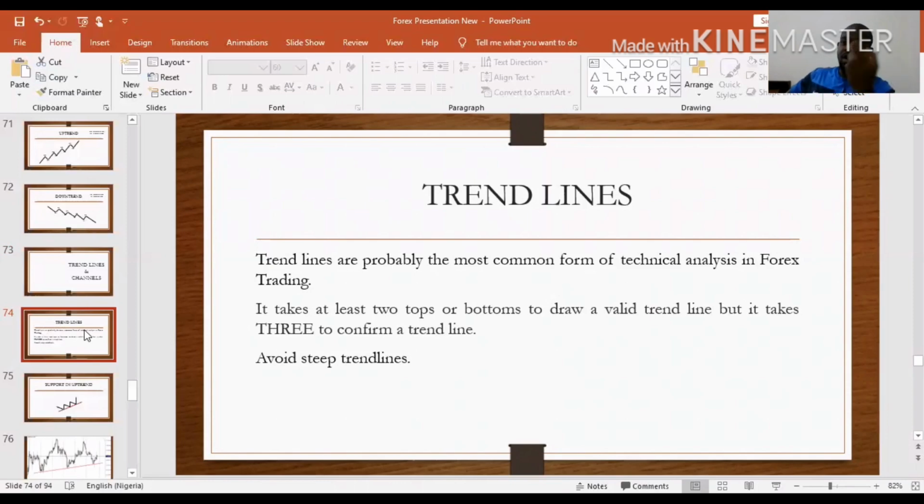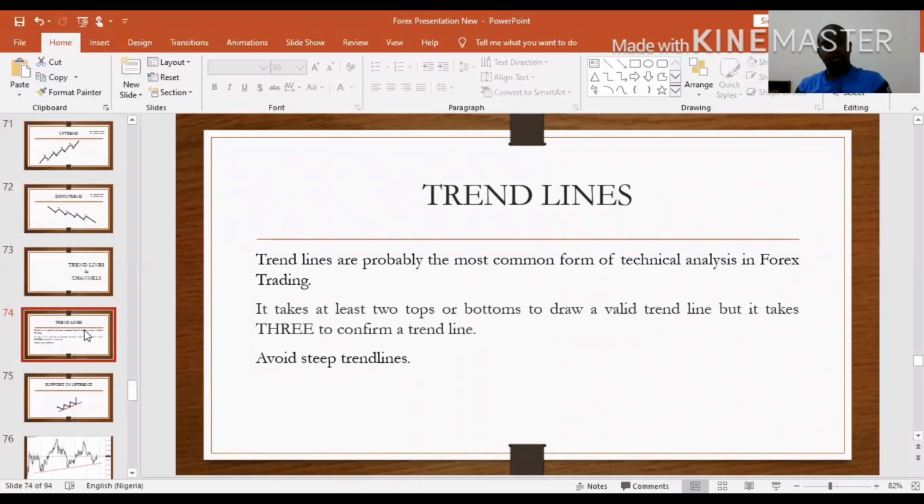A lot of people use it wrongly. But if you're able to use it properly, you're probably going to have a lot of chance in analyzing the market properly, and you should be hitting your TPs from bars to bulls. So simply, how to draw a trend line.